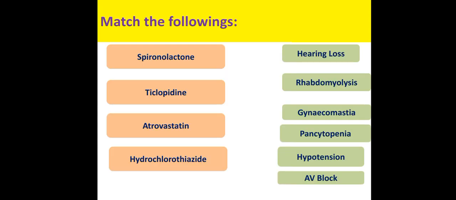Then match the following. Here the drugs are given and you have to select the adverse effects. Spironolactone is a potassium sparing diuretic and one of the characteristic adverse effects is gynecomastia. Ticlopidine is a very effective antiplatelet drug, but because of its effect causing granulocytopenia and thrombocytopenia, it is outdated, and clopidogrel is used nowadays. So with ticlopidine, pancytopenia.